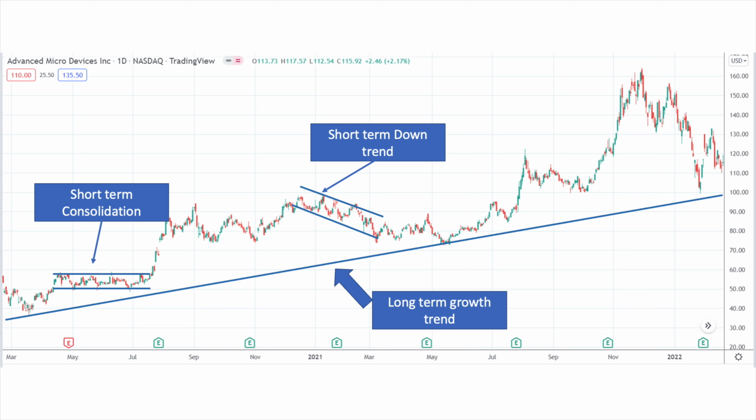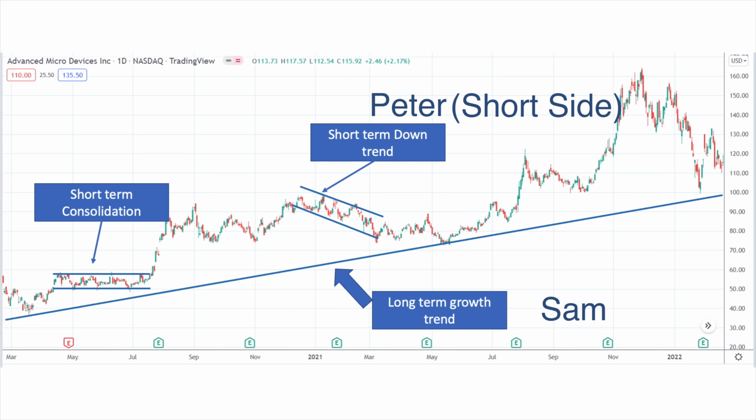So, let's say a trader, Sam, is taking a long-term position on AMD, holding over many months. We have another trader, Peter, who is into swing trading and holds only for a few days. If you look at the short-term downtrend shown in the chart, Peter may play a short position and make money over the next few days, while Sam is invested in a long position since many months back. Eventually, both may end up making money even though their positions were opposite to each other.